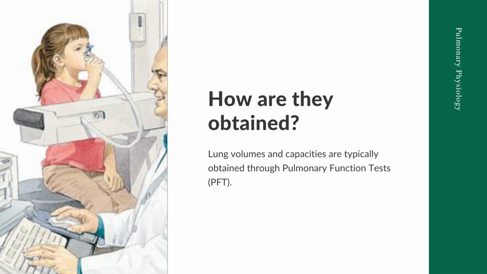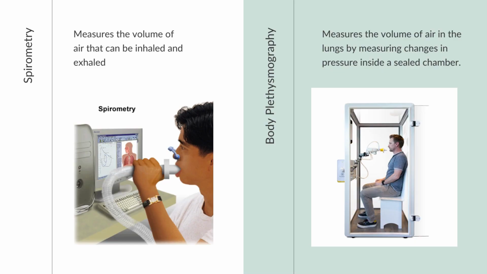Now, how are they obtained? The lung volumes and capacities are typically obtained through pulmonary function tests. The most common tests used to measure lung volumes and capacities include spirometry. This is the most common type of PFT and measures the volume of air that can be inhaled and exhaled. Spirometry provides information about the amount of air that can be breathed in and out, the speed of breathing, and the amount of air that remains in the lungs after a deep breath.